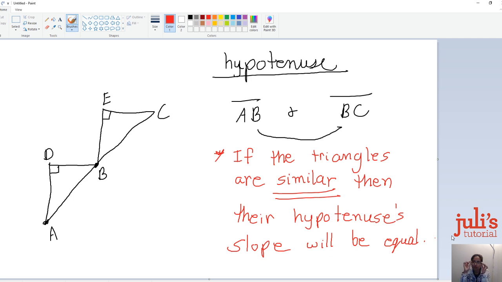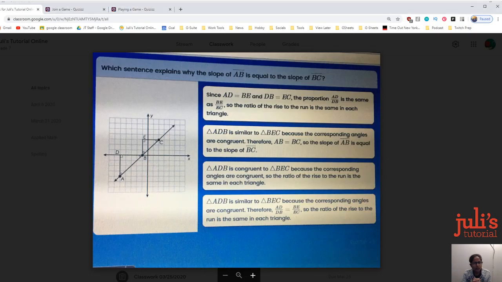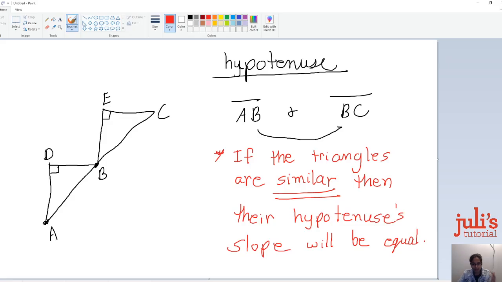Let's say you got this question, and the question asks you, how can you prove that the slope of these two triangles are equal? You knew this fact because you learned it before, and you realize the only way to prove that the slopes are equal is to prove that the two triangles are similar. Not congruent, but definitely similar. Not all similar triangles are congruent, but all congruent triangles are definitely similar to each other, right?